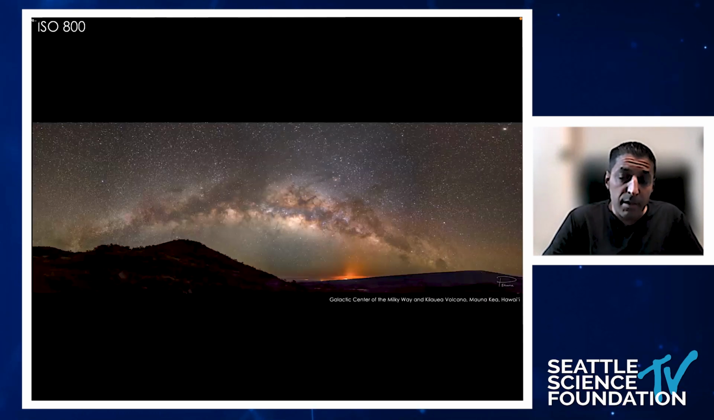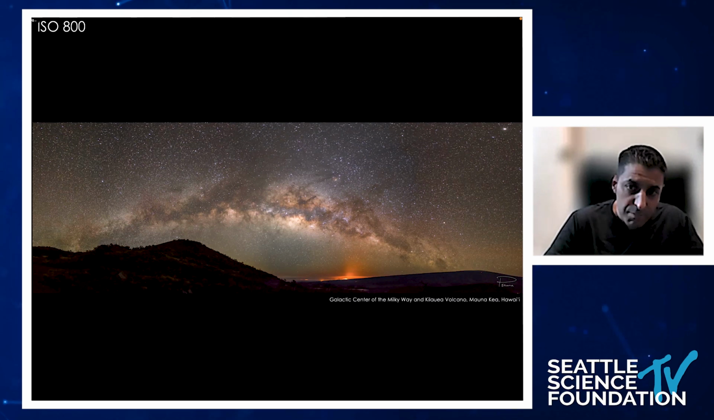On the other hand, here's an example of where you need to use a high ISO. This is the galactic center of the Milky Way seen from Mauna Kea in Hawaii. And for this image, I had to use an ISO of 800 to increase the sensitivity of the image sensor to light. This light is coming from light years away, and it's very faint. And so to capture it, we need our image sensor to be very sensitive.